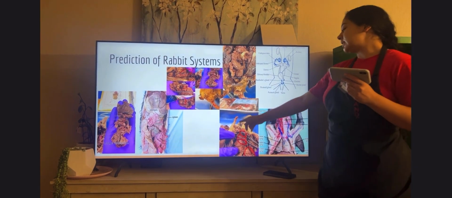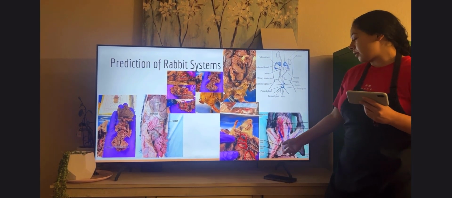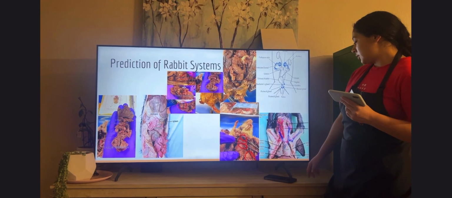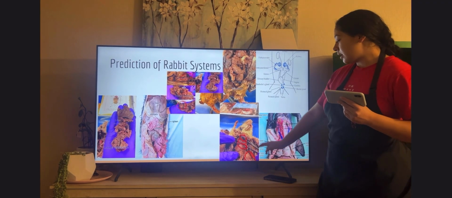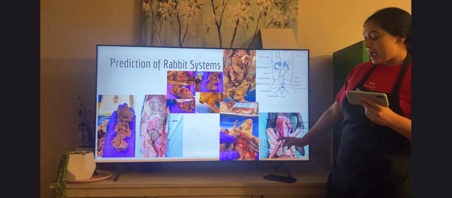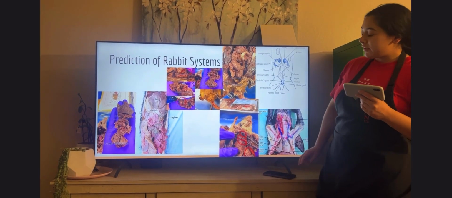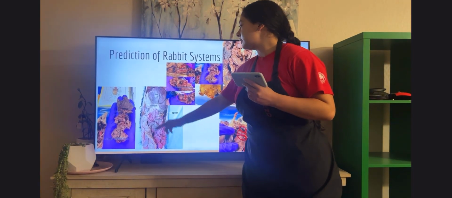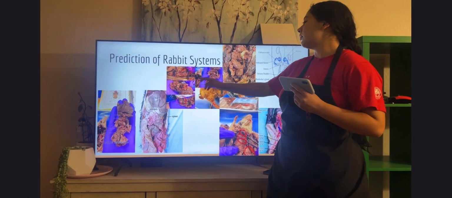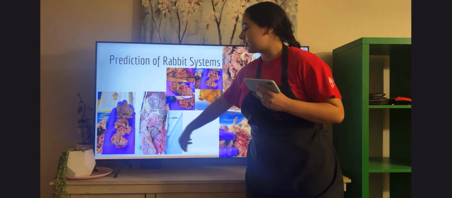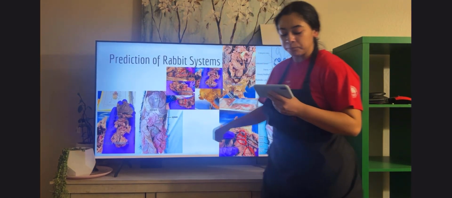Right here you can see the side-by-side comparison of a rabbit and then the rat. You can see that the lungs are a little bit bigger than the rat's, and we also have a comparison of the digestive system. Here's a little bit more in depth of the rat's digestive system, but you can see that they're very similar to each other.